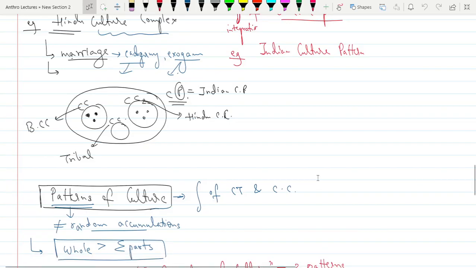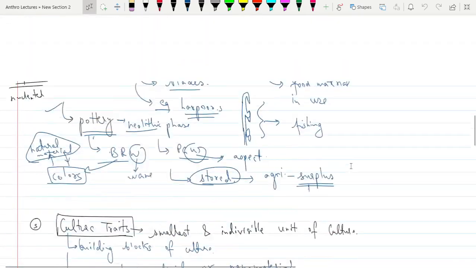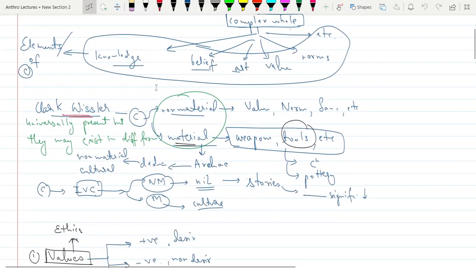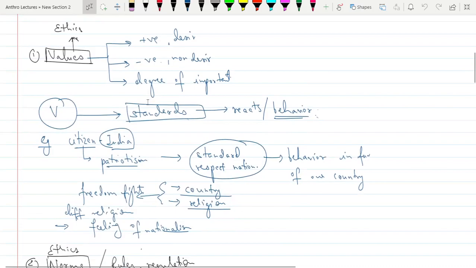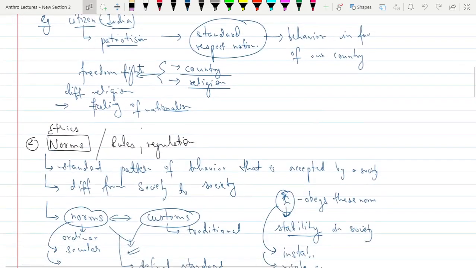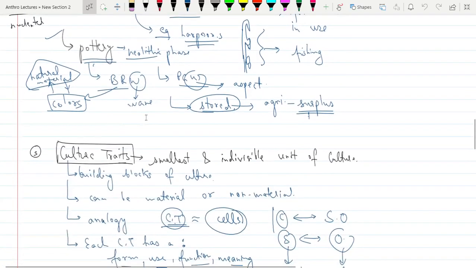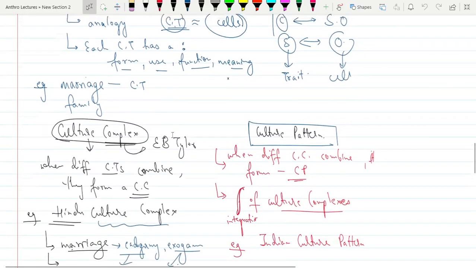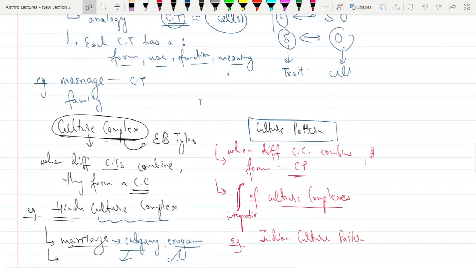So, in the last topic, we were studying about the elements of culture. In the elements of culture, we studied the definition of E.B. Tyler and its different elements which were given therein. Then we talked about Carl Whistler and his cultural, non-material, and material elements. Then we understood these terms in a more specific manner, like the values, norms, sanctions, materials, tools. Then we studied about culture traits. Then we studied how the integration of culture traits forms a culture complex. Then how the culture complex integrate to form culture pattern.